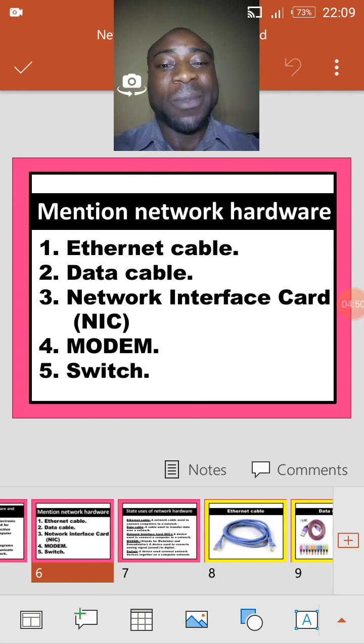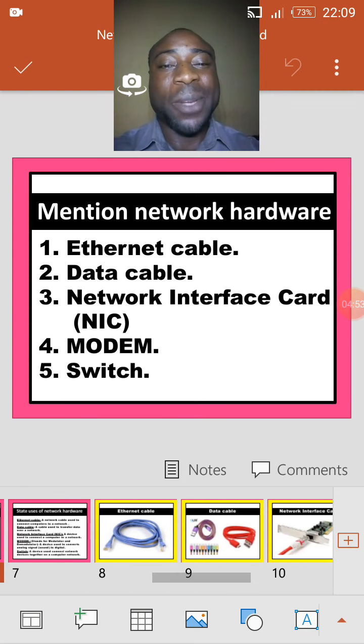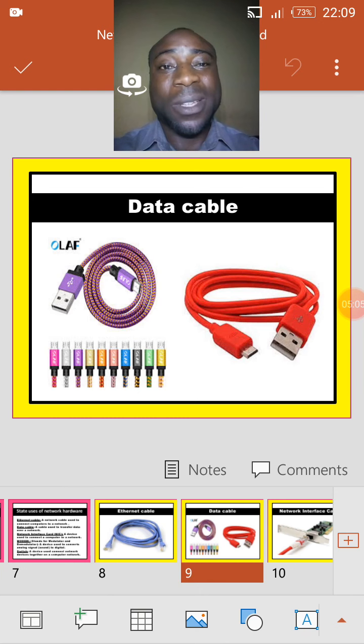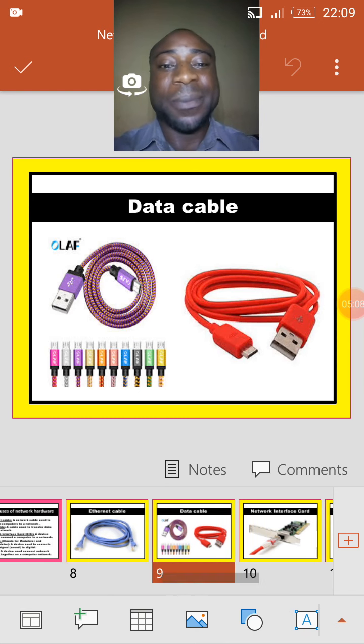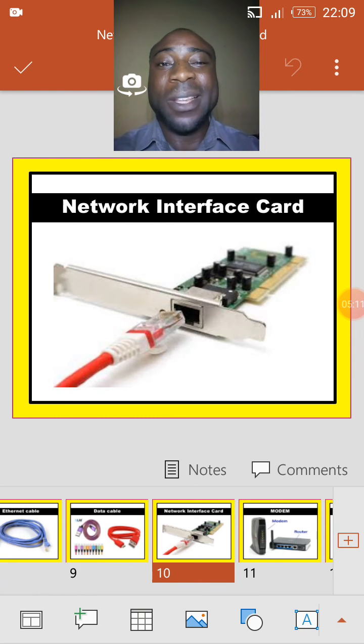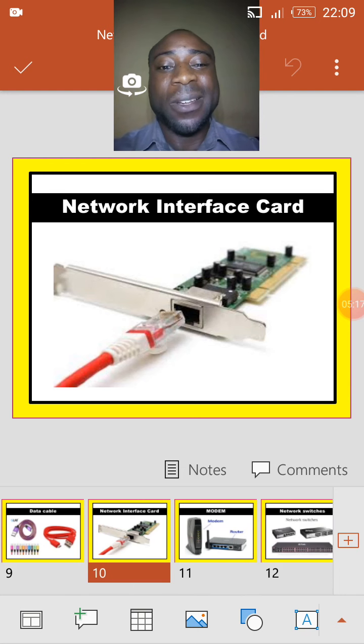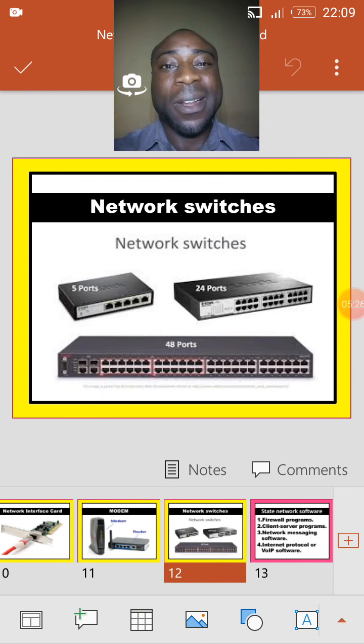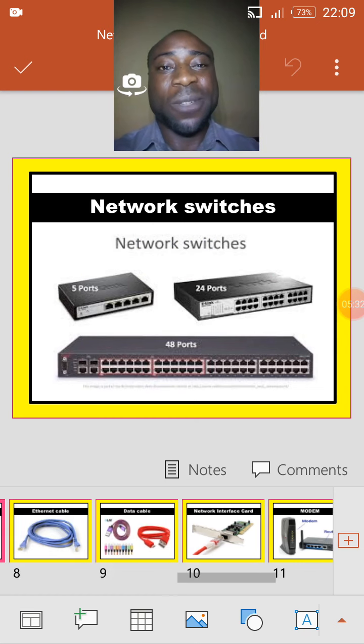Now, before we look at the uses, I would like us to look at the pictures of this network hardware. The first one, as you can see, Ethernet cable. Alright, the second one, which is common that you always see around, is called data cable. Then the next one is network interface card with Ethernet cable connected to it. Then the next one is called modem. Then there's another device beside it called router. Alright, now the last one under network hardware is network switch, or switch for short.